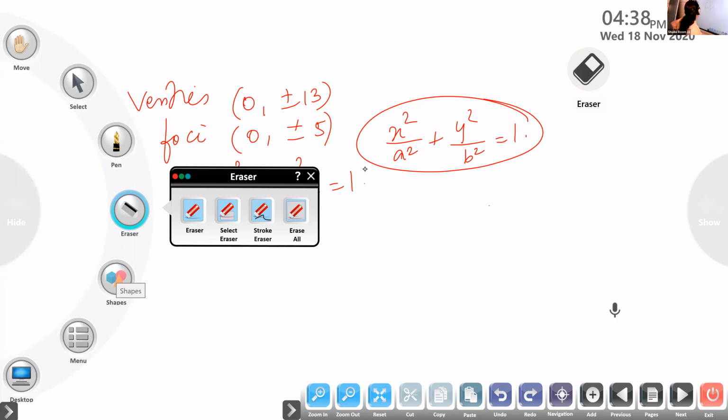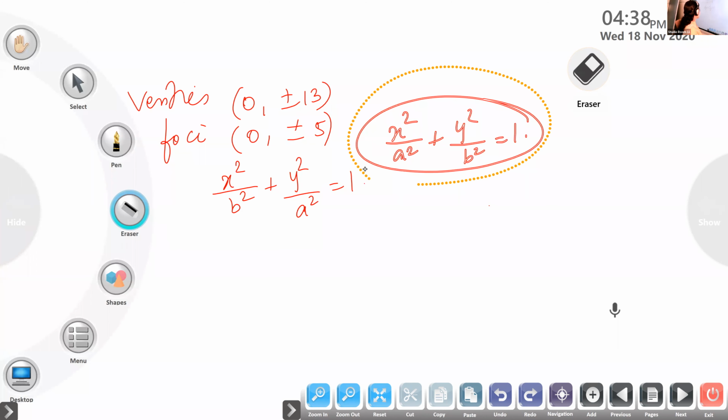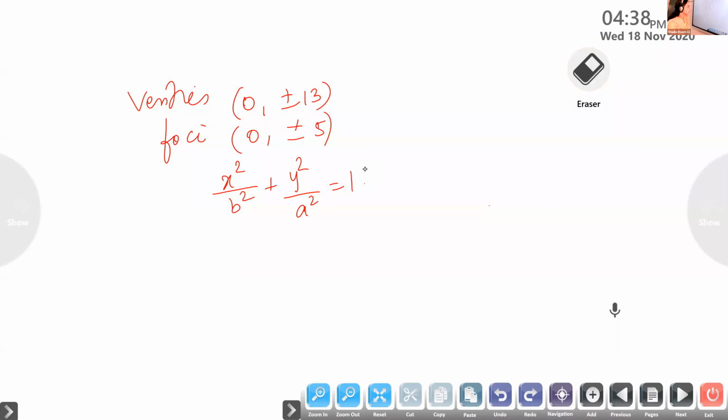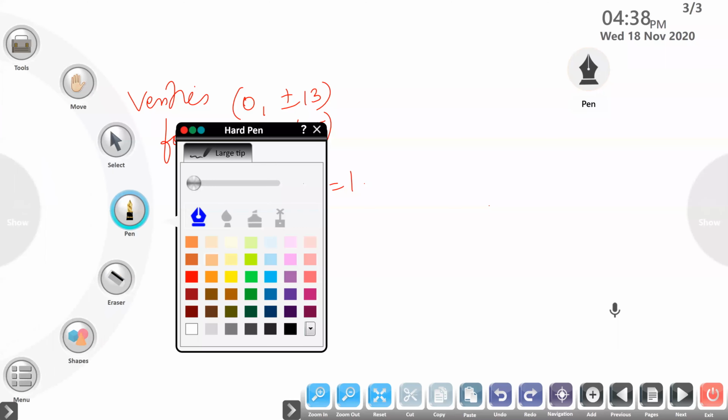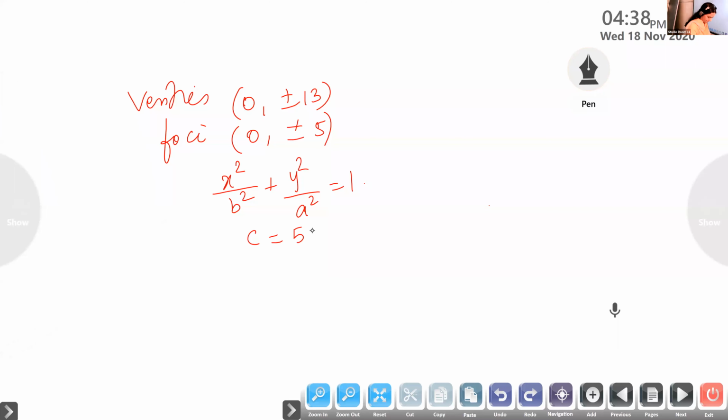Now, Krishna Chandran, can you give the value of C? What is the value of C? 5. C is 5. Is it correct, Srihari? Value of C is 5.